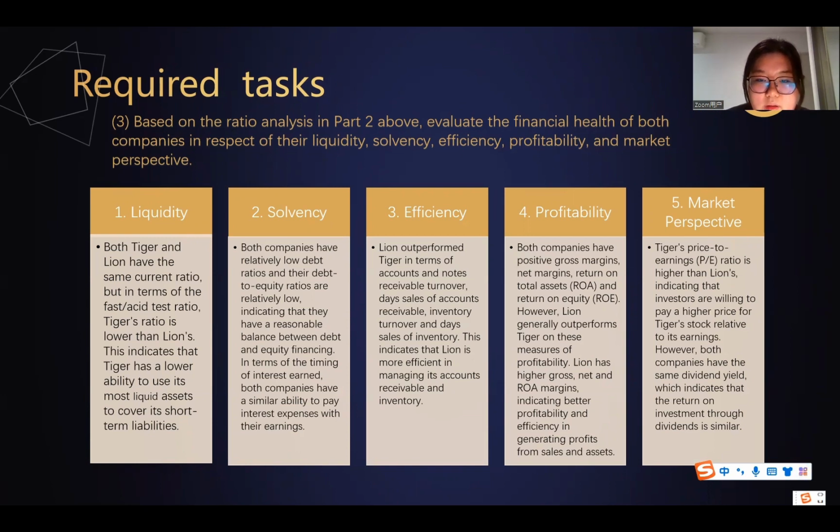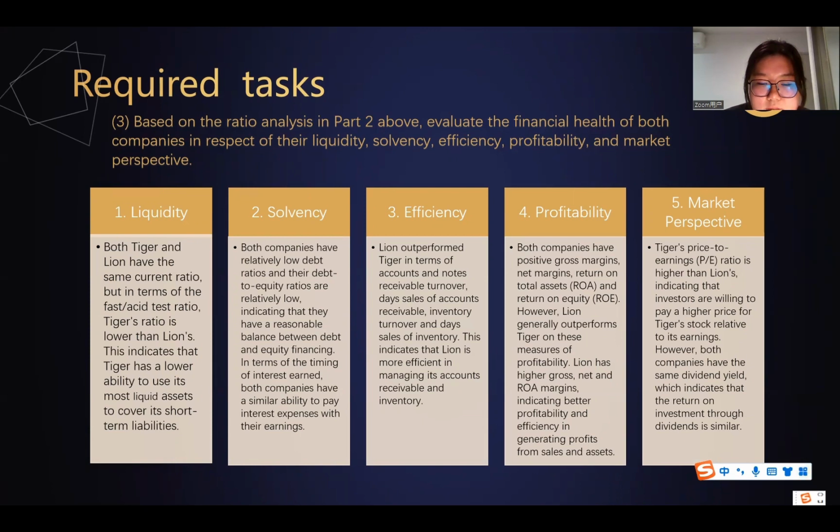In liquidity, both companies have a current ratio of one, but Lion has a higher quick ratio. In solvency, the debt ratios and debt to equity ratios are closely matched, with similar times interest earned. Efficiency ratios show Lion with higher receivables and inventory turnover, leading to fewer days sales in inventory. In profitability, Lion has higher gross profit margin, net profit margin, and ROA, while Tiger excels in ROE.